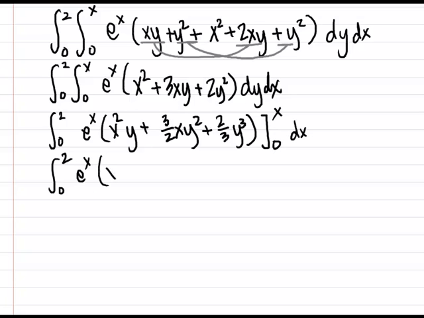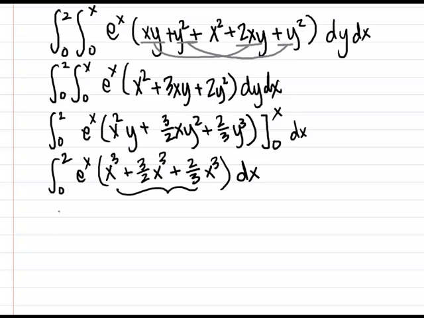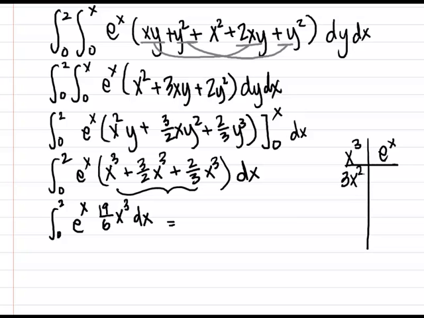Now plugging in for y, it's going to give me x cubed plus 3 halves x cubed plus 2/3 x cubed. Then when you plug in the 0, we just get 0. So I can add all of these x cubed terms up, and that's actually going to give me 19 over 6 x cubed. This is going to require an integration by parts, and I'm going to use tabular because of the x cubed. So if you guys remember how tabular integration works, we're going to put x cubed, then e to the x. I'll get 3x squared, 6x, 6, and a 0.